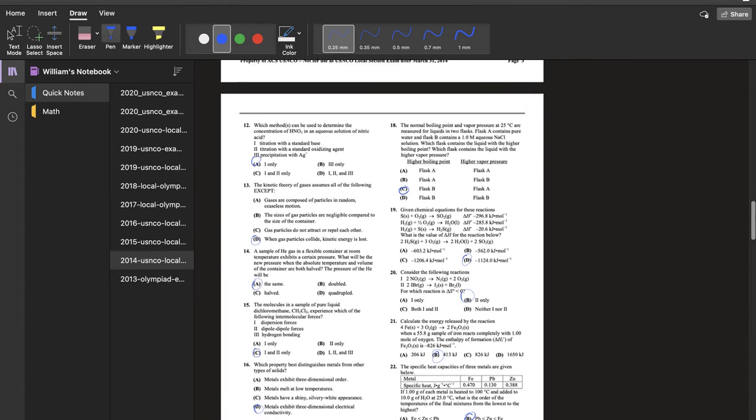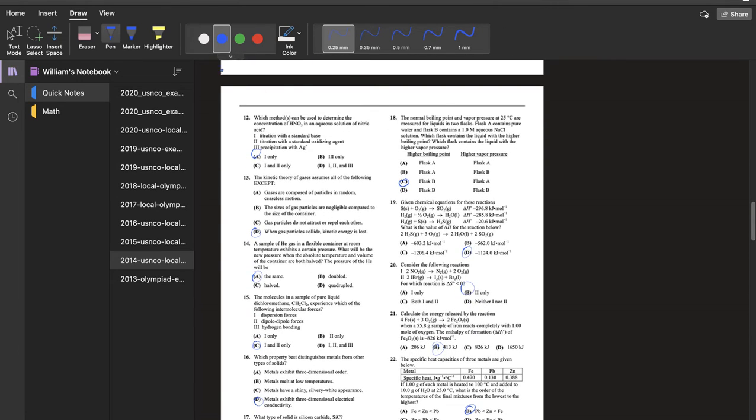Okay, so moving on to 20. What can you do to determine the concentration of nitric acid? Okay, so 1 is obviously correct. That's the normal thing to do. That's probably the first thing you learned in your chemistry lab.